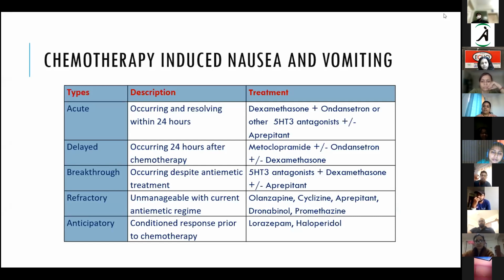Certain times we do consider anticipatory nausea and vomiting, which is mainly due to a conditioned response prior to chemotherapy. You'll find that the sight of an IV bottle next to them might trigger it. That itself is what we call anticipatory nausea and vomiting, and there olanzapine, lorazepam, or haloperidol, centrally acting drugs, have helped better. So starting at very small doses and then titrating up would be the rule of thumb here.